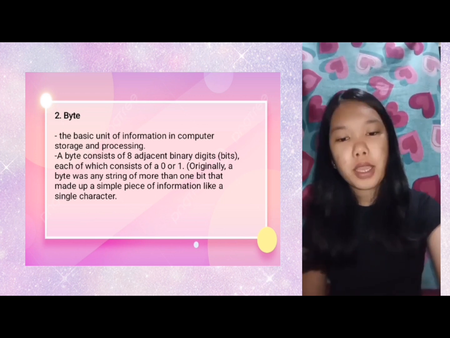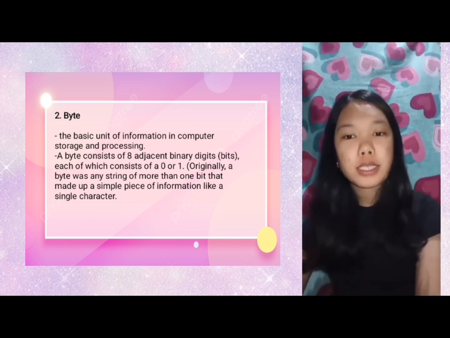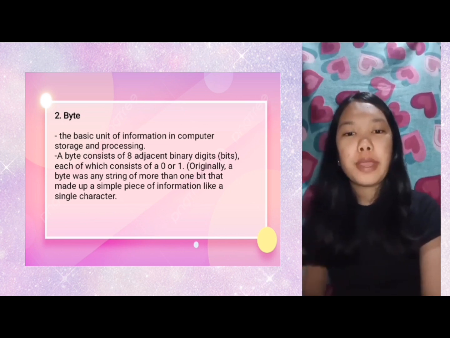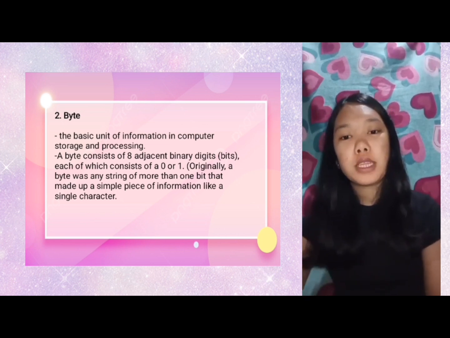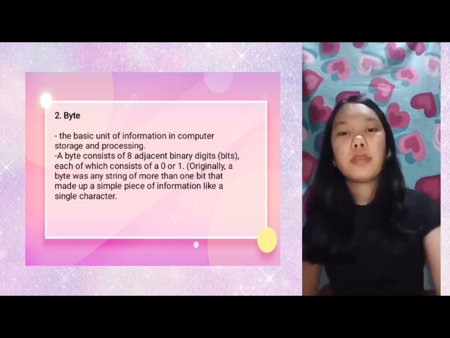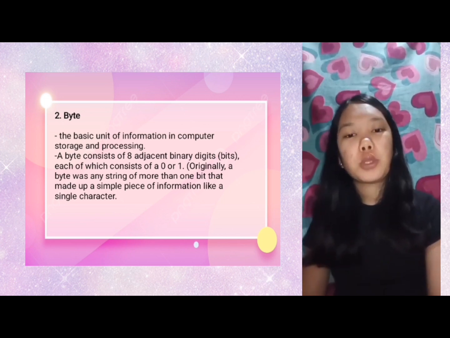Originally, a byte was any string of more than one bit that made up a small piece of information, like a single character. So, a byte is like a small box that holds a single piece of information. It's a group of 8 bits, and each bit can be either a 0 or 1. A byte can represent a single character like a letter, number, or punctuation mark.